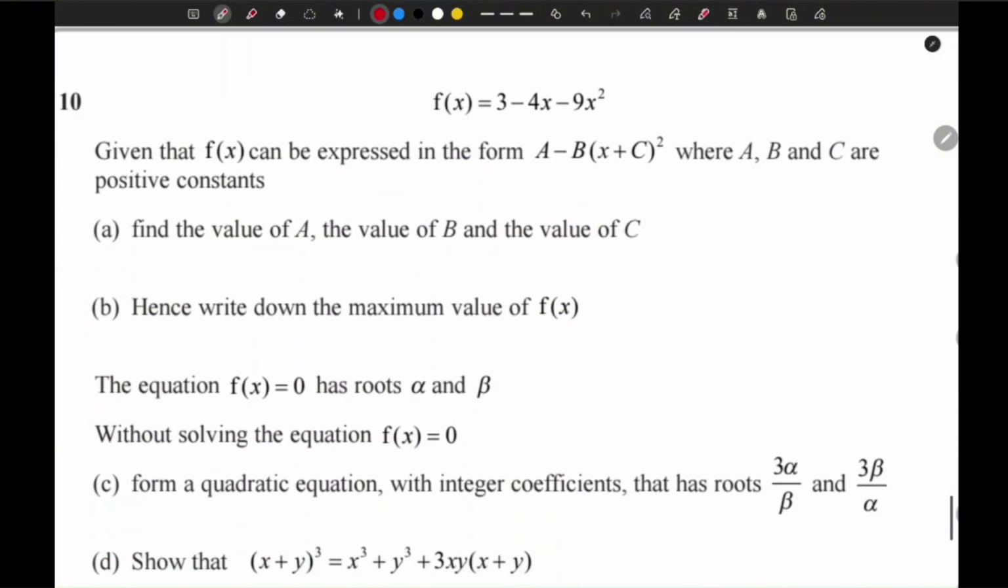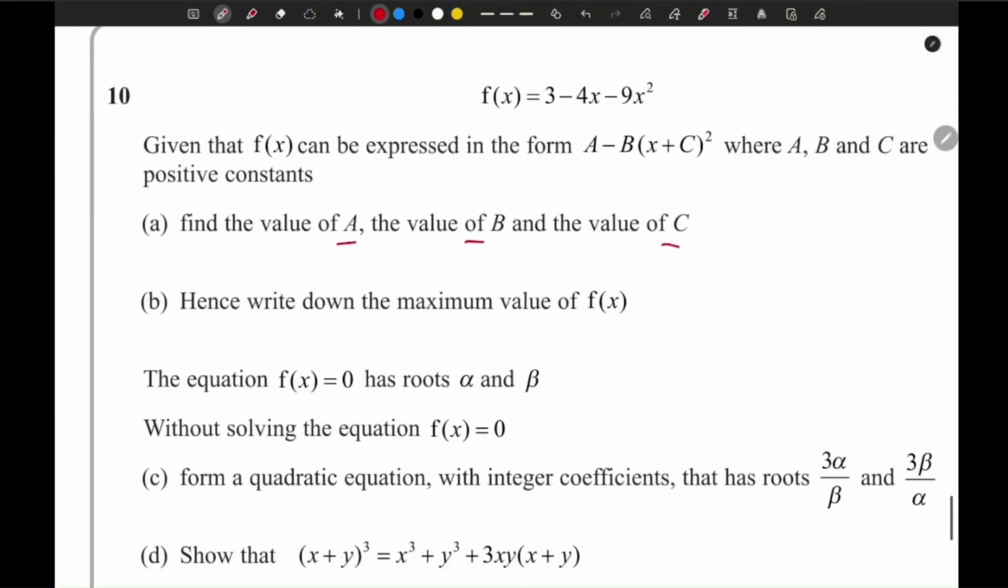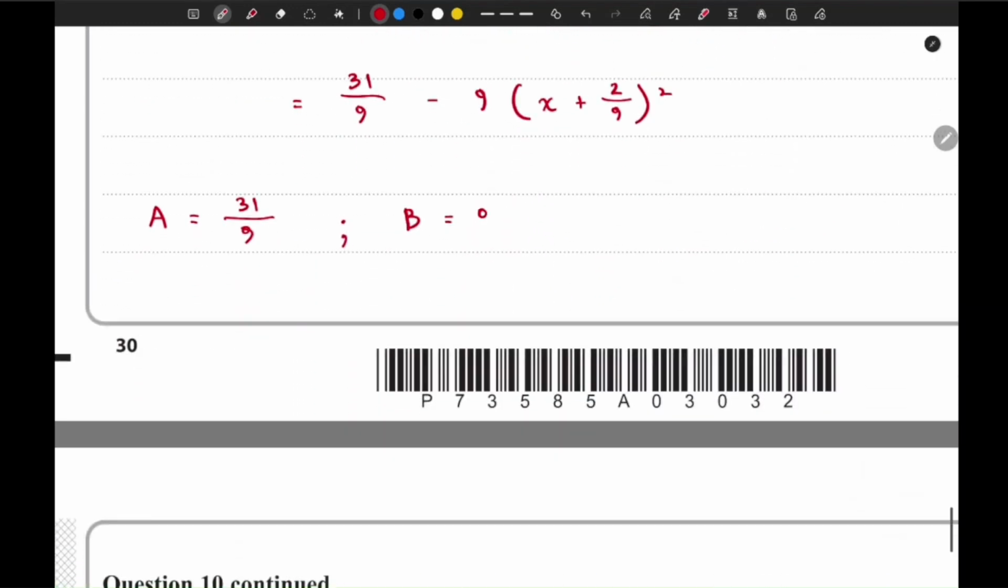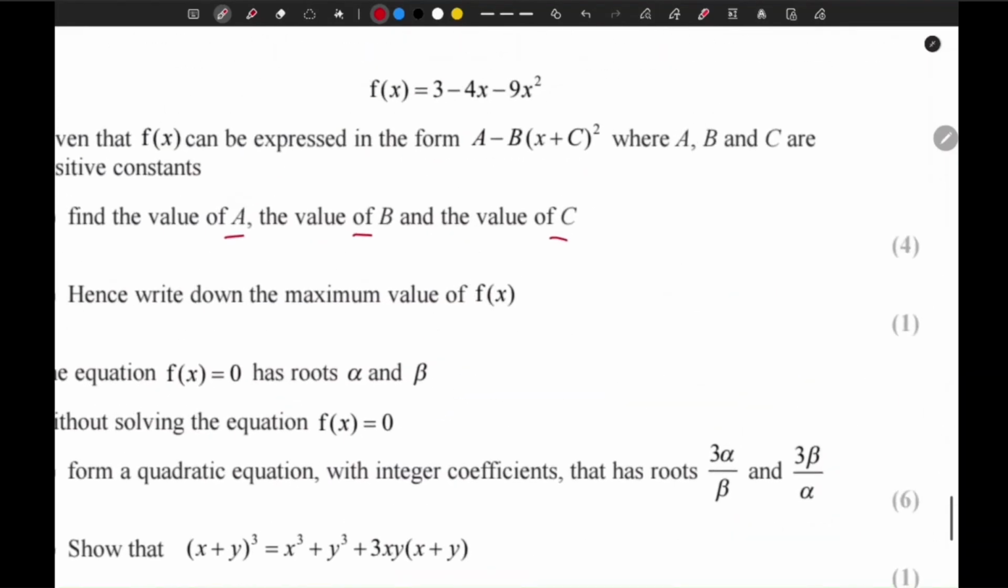And then we need to find out the value of a, b, and c. So we know that the value of a is 31 over 9, and the value of b is, since there is a negative sign, positive 9, and the value of c is 2 over 9. So that's the answer to the first part of the question.